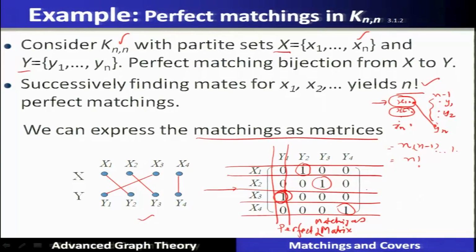So, in the perfect matching matrix, every row and column has only one value of 1. If a perfect matching is represented in the form of a matrix, then every row in the matrix will contain only one 1. Similarly, the columns in that particular perfect matching matrix will contain only one place with 1.